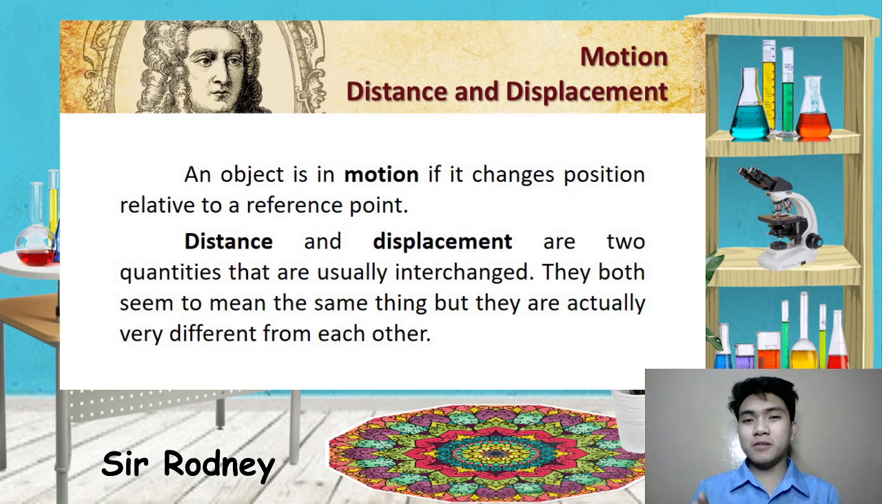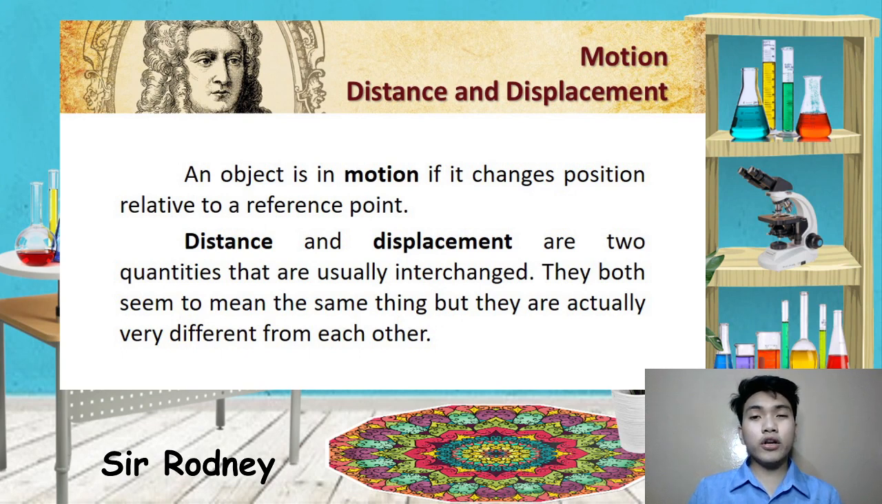Distance and displacement are two different things because distance is just the length of path traveled by an object, while displacement is the distance plus direction. Remember, again, displacement always has a direction.